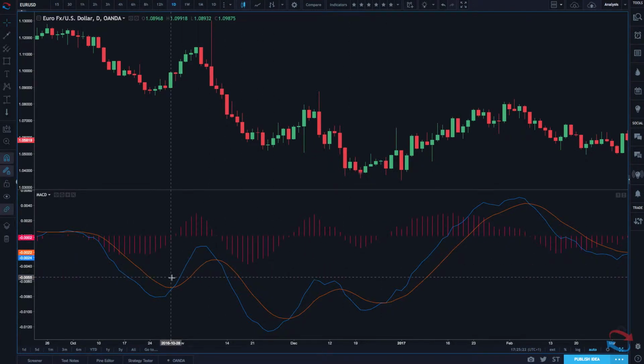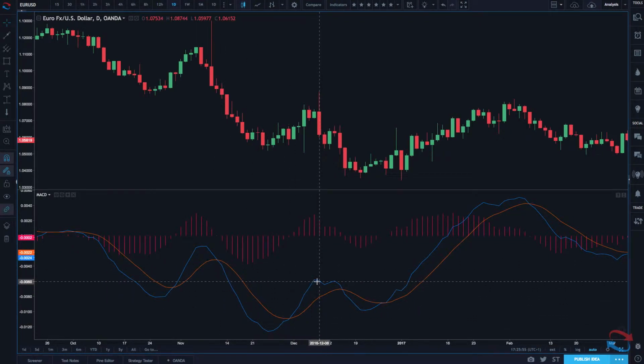Again, just going over the ways that traders will use the MACD: one way is to look for a buy signal once the signal line crosses the MACD line to the upside, and that should indicate some sort of bullish momentum and potential trend to the upside. And once the signal line crosses the MACD line to the downside, then that would indicate a sell for traders.